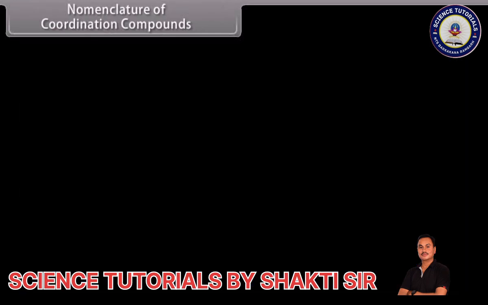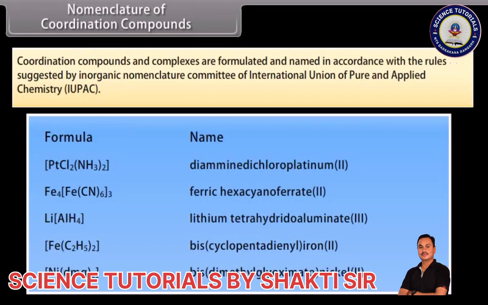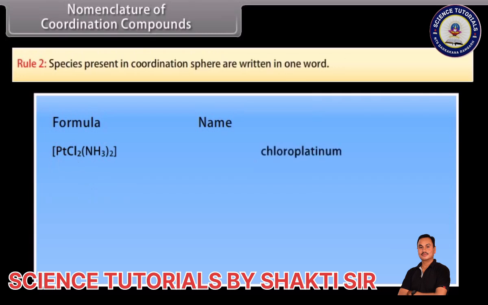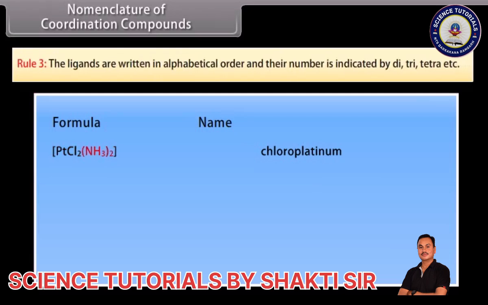Nomenclature of coordination compounds. Coordination compounds and complexes are formulated and named in accordance with the rules suggested by the Inorganic Nomenclature Committee of the International Union of Pure and Applied Chemistry. Rule 1. Cation is named first, followed by anion. Rule 2. Species present in the coordination sphere are written in one word. Rule 3. The ligands are written in alphabetical order and their number is indicated by di, tri, tetra, etc.